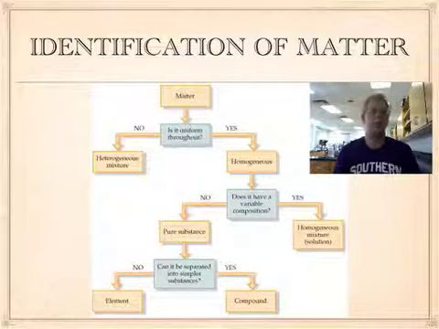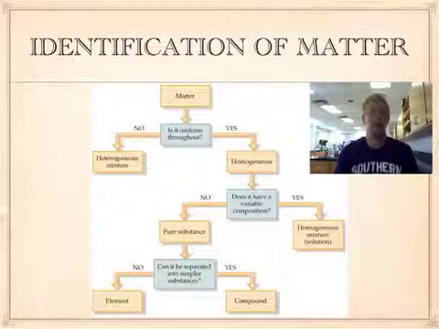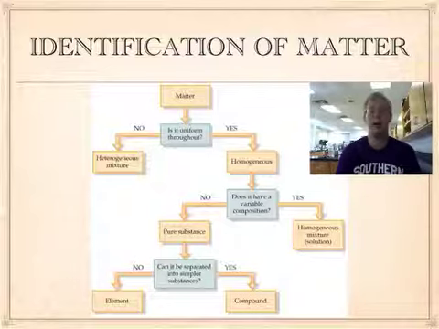So everything around you, including yourself, is made up of matter. And there's a way to classify this matter as either a mixture, an element, compound, or a solution. So to begin with, because everything's made of matter, is it uniform throughout? If you answer yes to this, it's a homogeneous mixture at least. If you answer no, then it's a heterogeneous mixture.